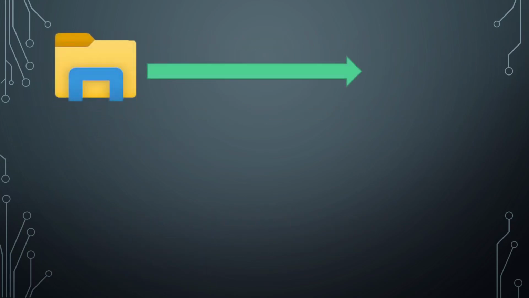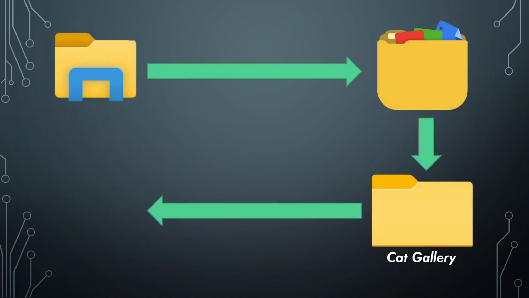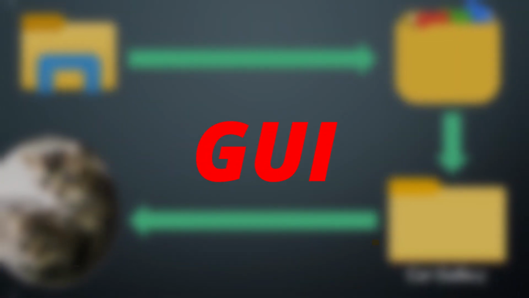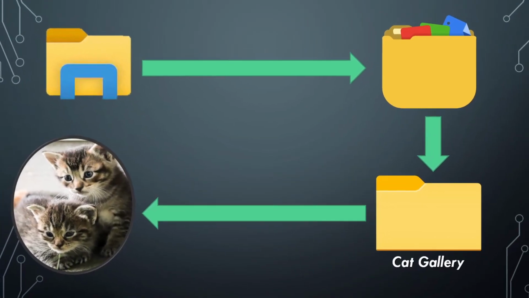Usually, you go ahead and press on the Windows Explorer icon, press on the Documents folder, then press on a folder named Cat Gallery and double-click on a cat photo. You are using the graphical user interface to access files and directories. But we can do all of this with only text.